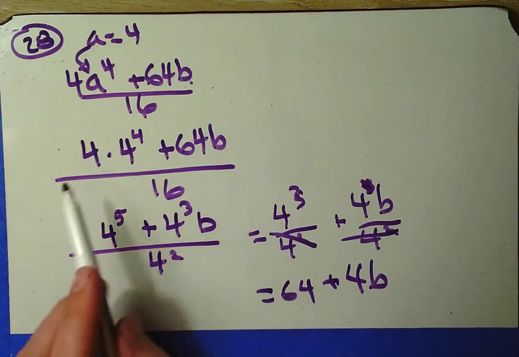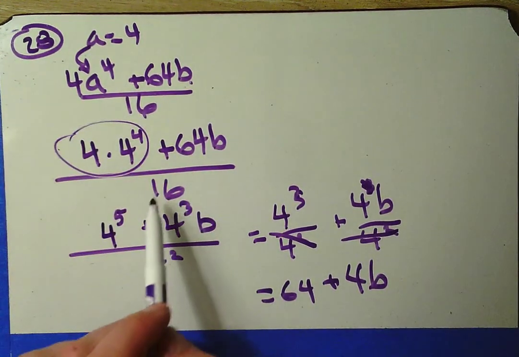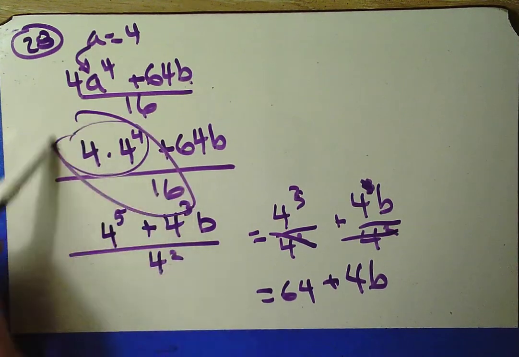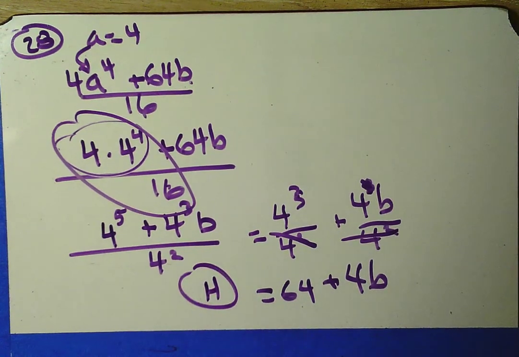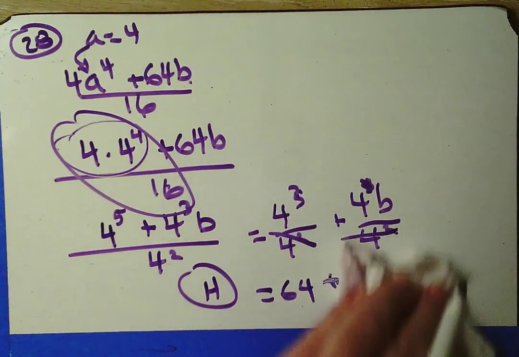You can certainly do this by pulling out your calculator and multiplying and then splitting this into two fractions and dividing. But I think working with exponents is pretty fast here. So for number 28, I've got H. What about number 29?